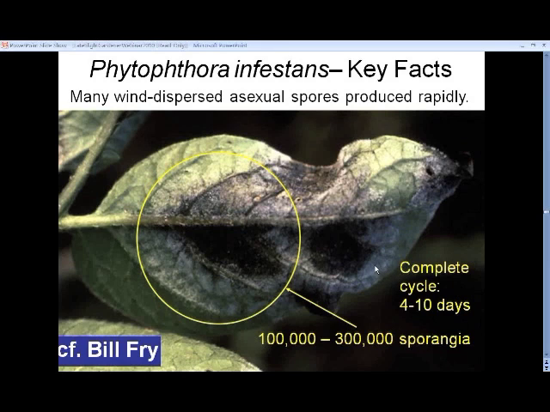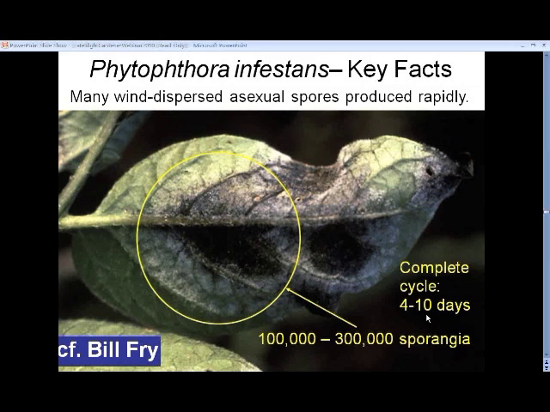So typically, here we have those sporangia forming. They're on the underside of the leaves. That's all that white. Those are those wind-dispersed asexual spores. There's a lot of them. So in this circular area, there's 100,000 to 300,000 of those sporangia. That's a lot of spores. And each one of those spores could be picked up by the breeze and moved on to another garden or farm. Typically, they don't move too far, about 20 miles maximum.